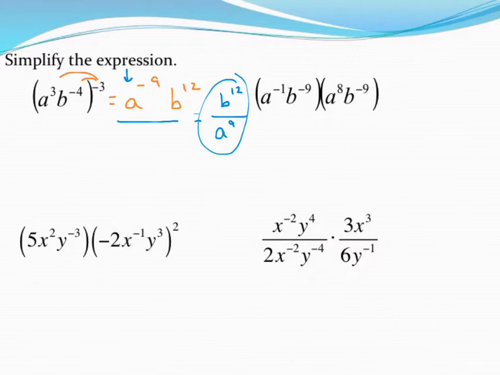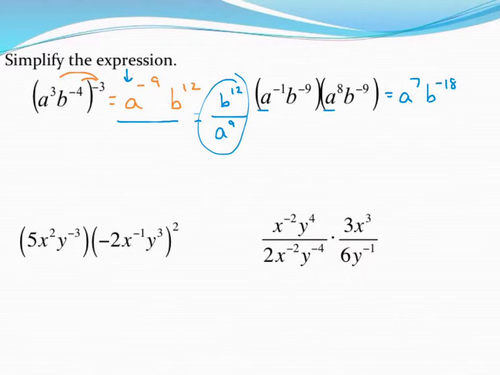Next example, bases are being multiplied together even though they're not right next to each other. I can switch them around if I wanted to. The rule is to add exponents when the same base is being multiplied. So I ended up with a to the 7th and then b to the negative 18th.